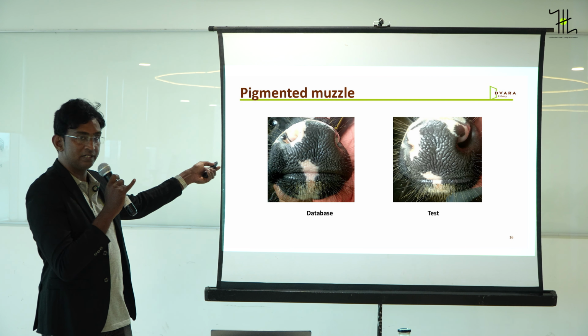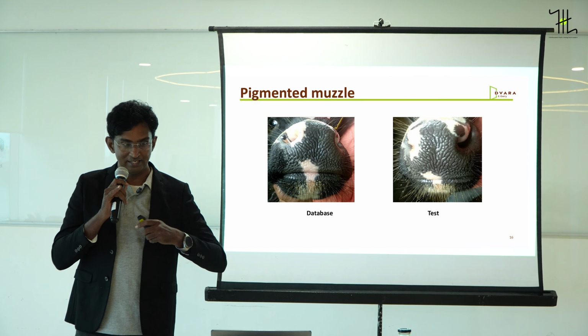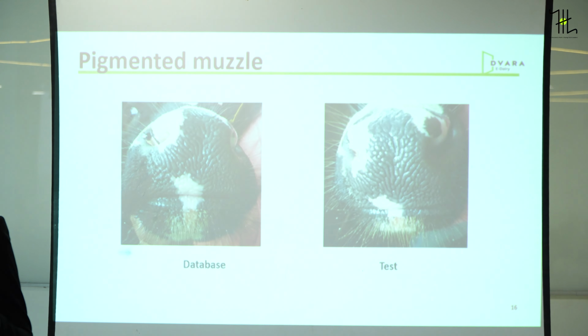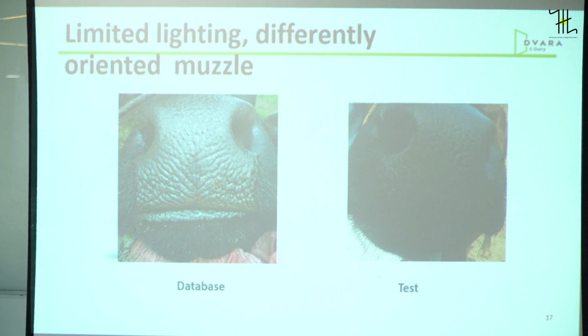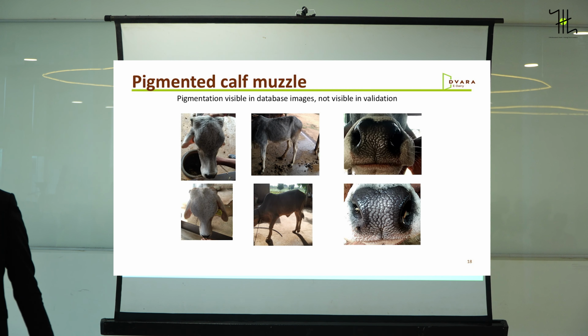For example, this is a pigmented muzzle, right? So the amount of pigmentation changes over a period of time, right? So we have essentially tested for all that. Then the lighting might be slightly different, right? The orientation might be different.